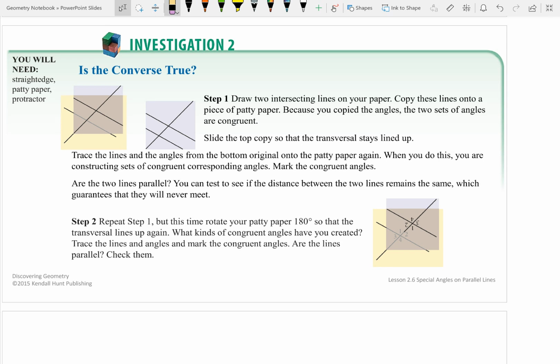Repeat step one. That's going to be done on different lines here. And 1, 2, 3, 4. Trace, trace. 1, 2, 3, 4. Go down, line up. And there we go.